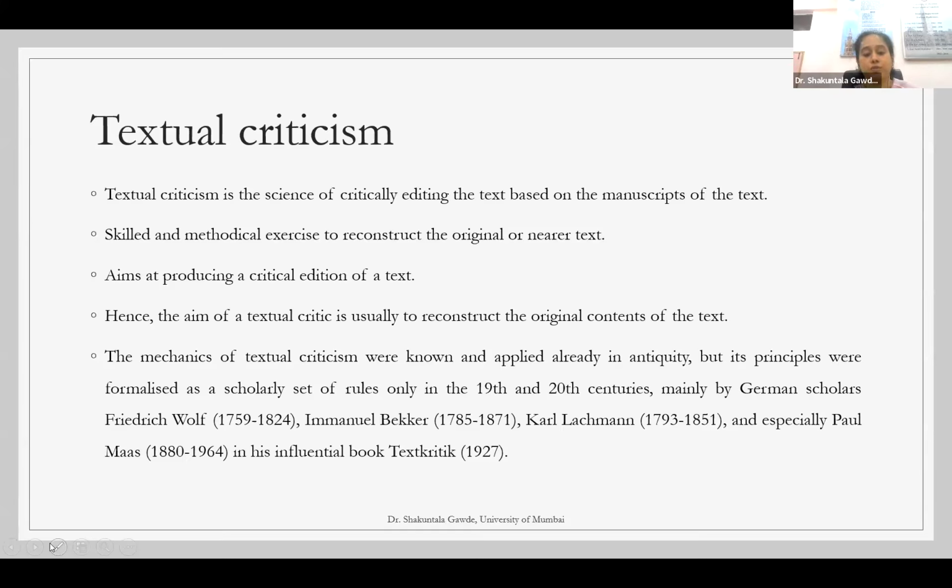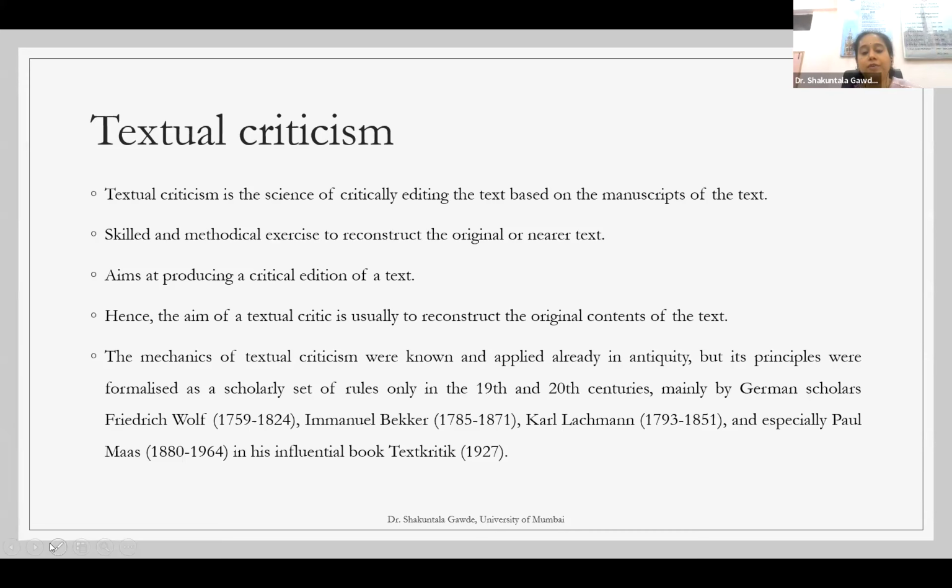Different scripts were used for writing that. Those were prominent in that particular region. Different languages were used to write those manuscripts. So when one text is there, it can be available in different kinds of manuscripts in different regions, in different scripts. So while critically editing the text, one has to collect all those manuscripts first of all.